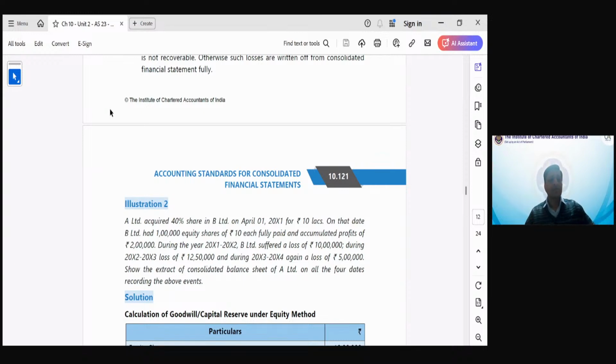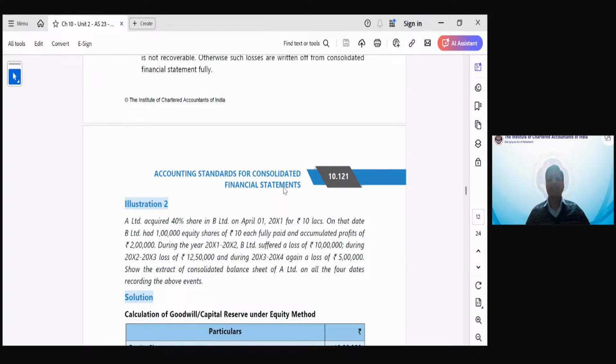Quickly, what do you call this amount as? Great. Tambeshwari says cost of acquisition, or you can say purchase consideration. That's one and the same thing. Correct? Now, on the date of acquisition, B Limited had 1 lakh equity shares of rupees 10 each, fully paid up, and accumulated profits of rupees 2 lakhs.